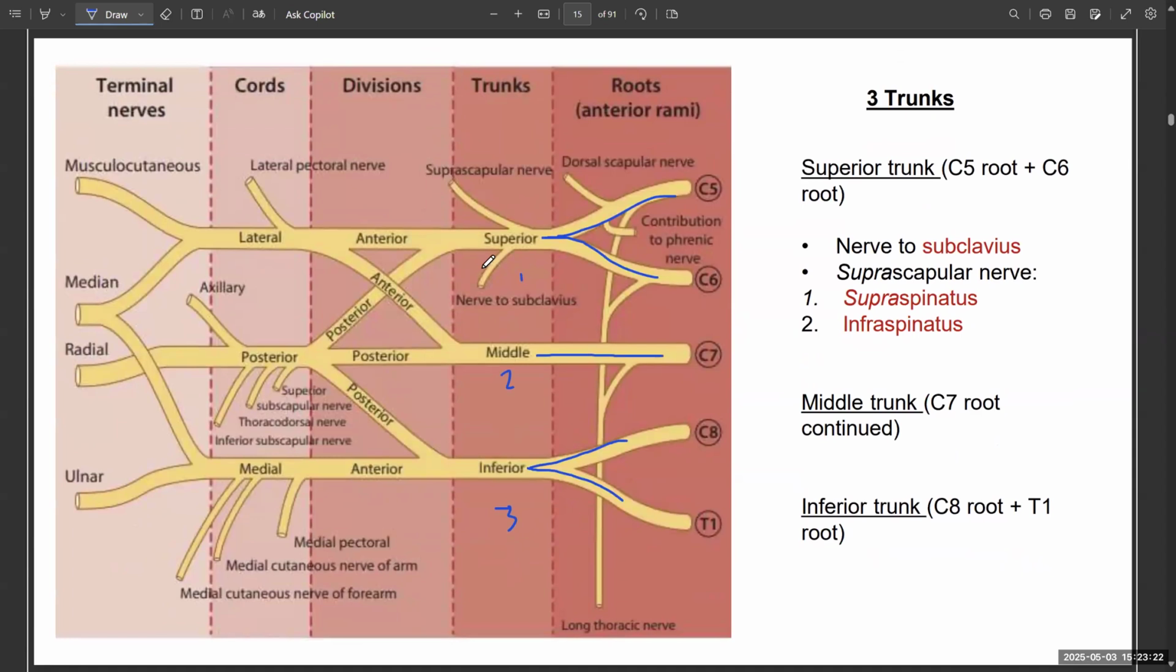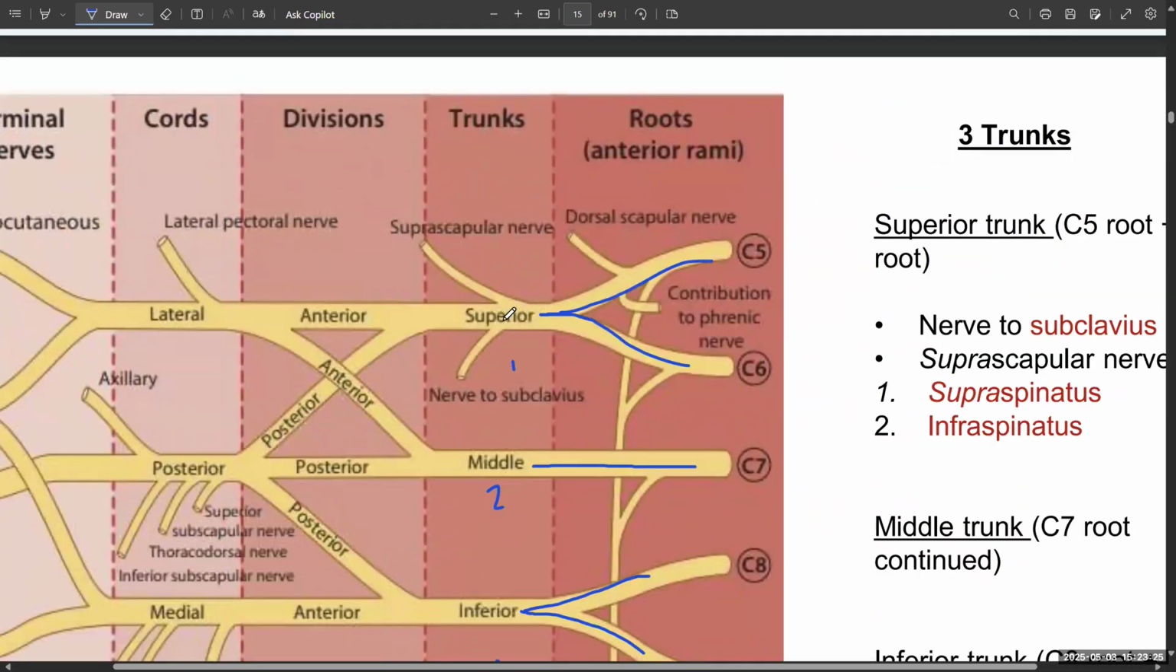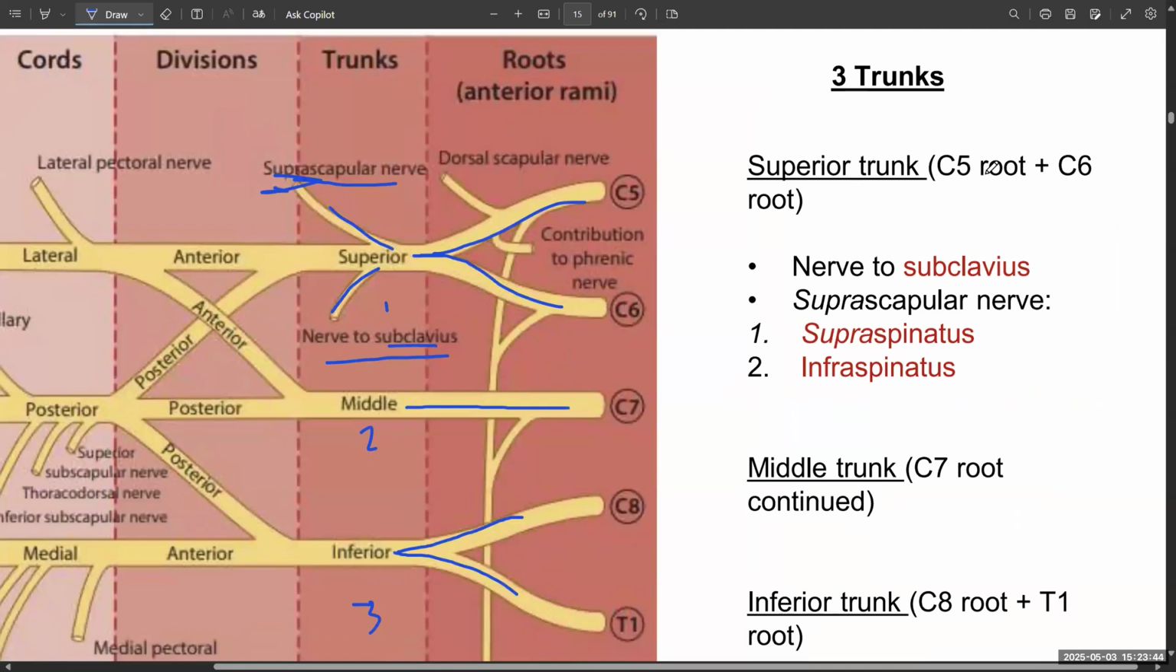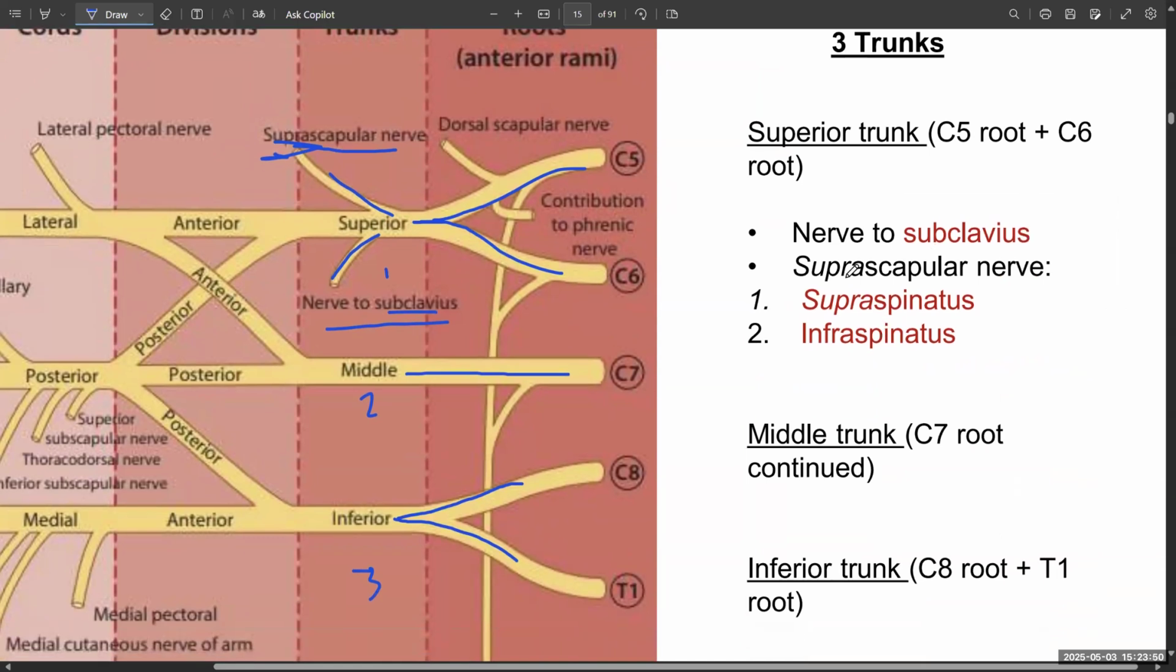Now let's look at the branches. We follow along the superior trunk. We see 2 branches. We see this one, and then we see this one. So this is the suprascapular nerve, and this is the nerve to the subclavius. Now, supra means up, and subclavius means below the clavicle. So this is the superior trunk, C5 root plus C6 root. Nerve to the subclavius, and also the suprascapular nerve, which supplies the supraspinatus and the infraspinatus. An easy trick is, of course, suprascapular, so that means supraspinatus and infraspinatus.